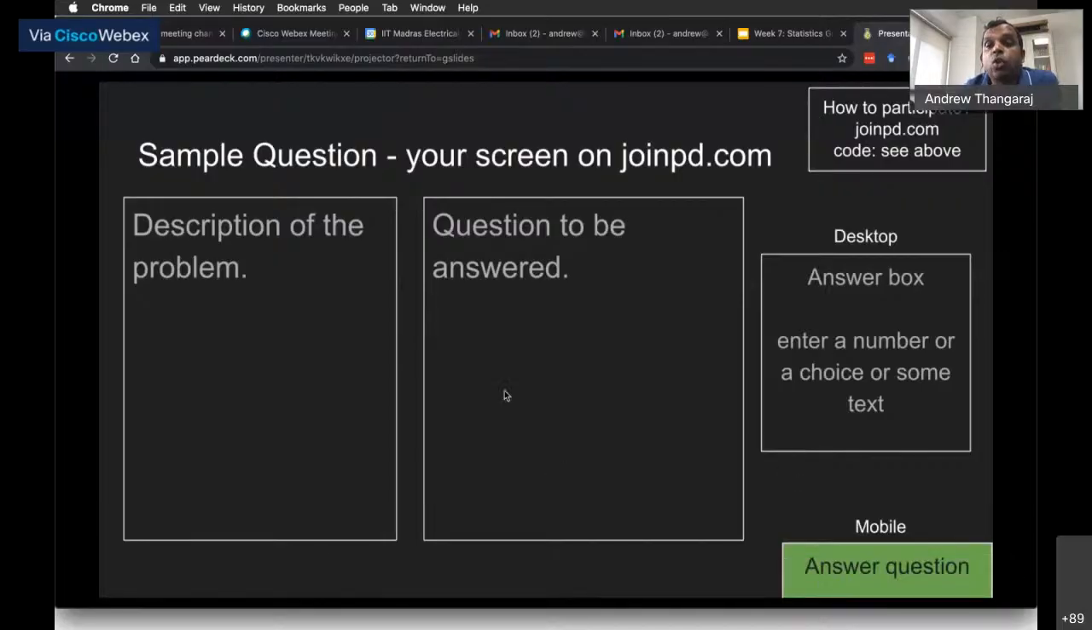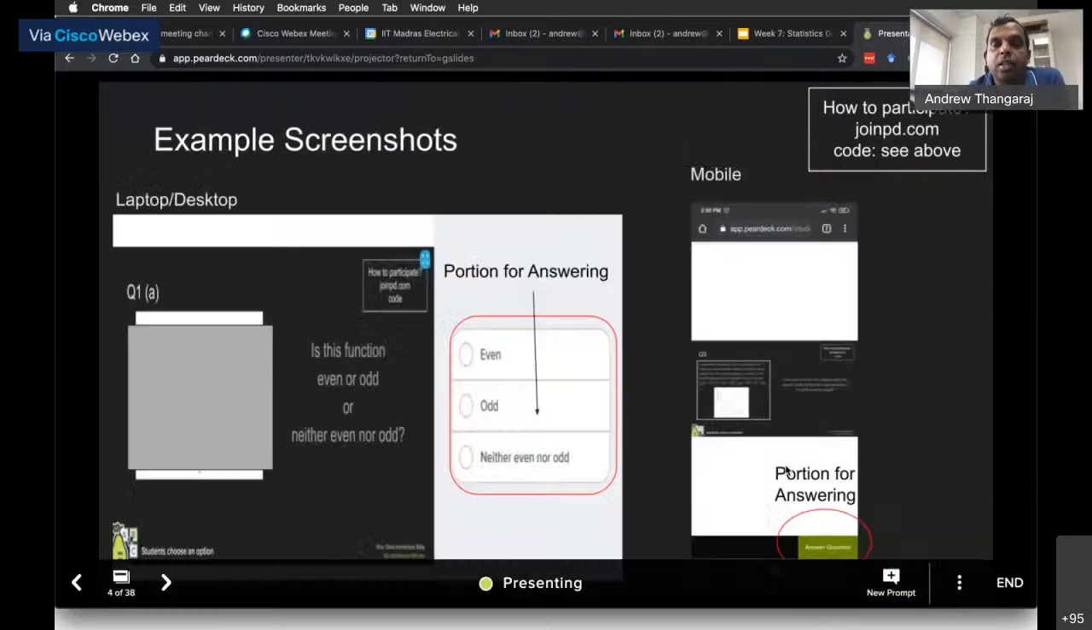If you're logging in through mobile, if you've gone to joinpd.com and entered this code and joined from mobile, you will see an answer question button at the bottom. You have to click on that and then answer. There's no submit, just enter the answer and we'll get it. Is that okay? To practice this, here are some screenshots. Let me show you a couple of screenshots of how it will look. A typical question will look like this on the mobile and on the laptop or desktop.